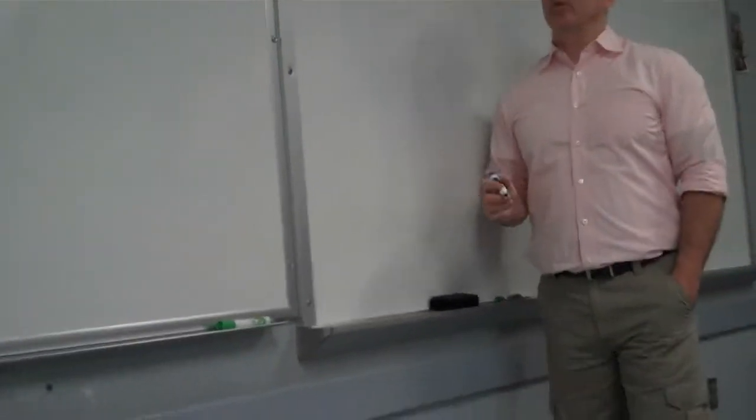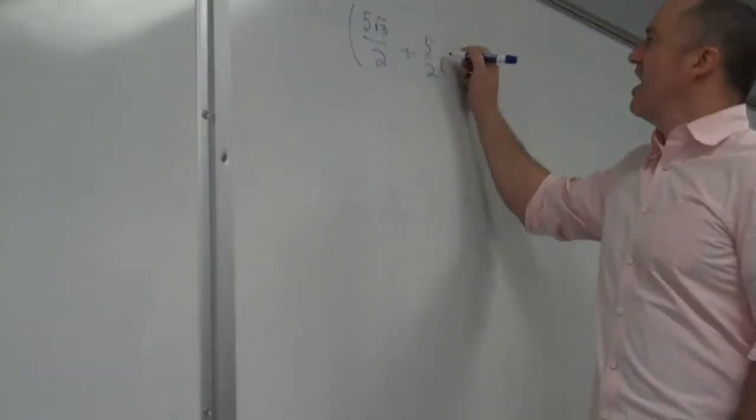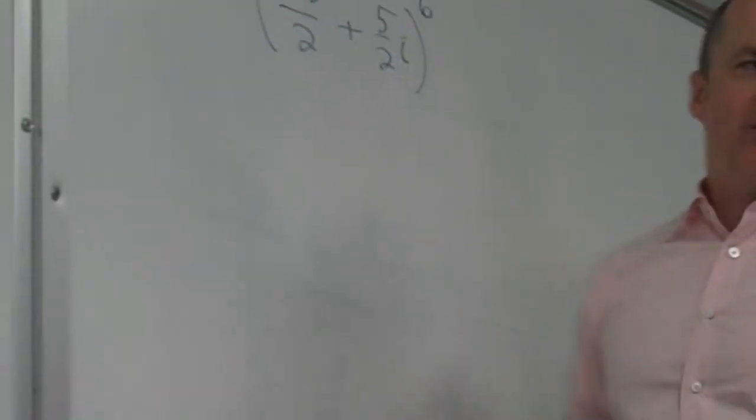Who here thinks it would be fun to do 5 root 3 over 2 plus 5 halves i to the 6th power by writing this out 6 times and foiling it and repeatedly distributing? Parker, I'll give you extra credit if you do it.